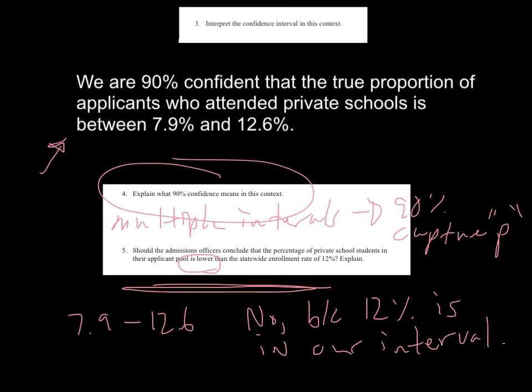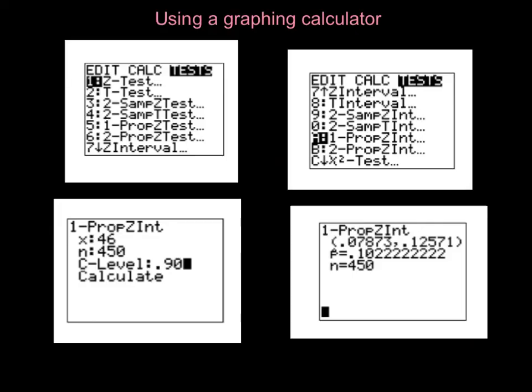If I believe that the true P is somewhere between 7.9 and 12.6%, then it's plausible that the enrollment rate from private school students or applicant rate is 12% as well, because it is somewhere in the interval that I believe holds the true value of P for our population, which is the over 10,000 applications. Hopefully, this helps. Now let's use the calculator to help us out.